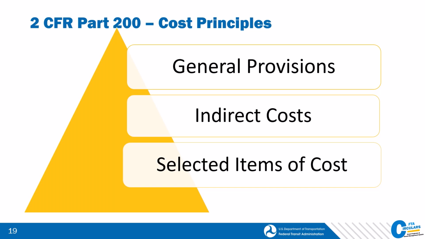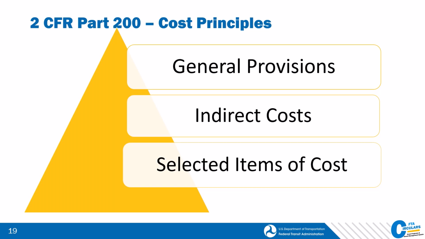The cost principles identify what costs may or may not be charged to a federal assistance award and how these costs should be classified. Costs charged to federal assistance awards need to be documented, allowable, necessary, reasonable, and allocable. The cost principles are important throughout the grants process.